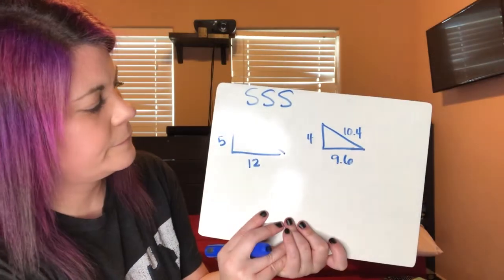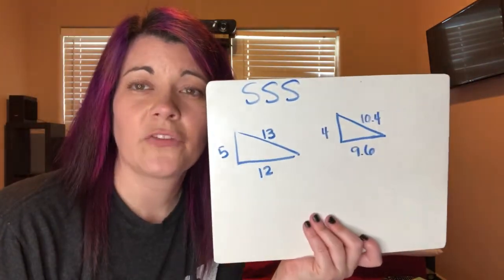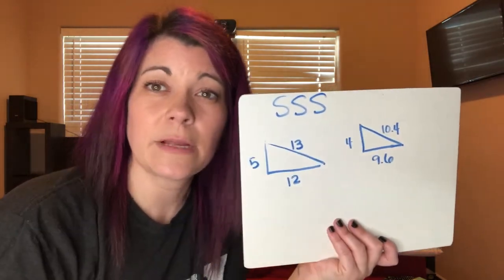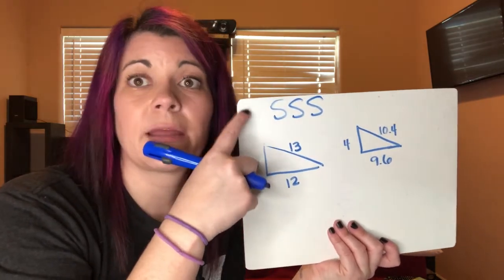So for example, if I have a triangle with sides 12, 5, 13, and then I have another triangle. And so these are my two triangles. And if I can prove that each ratio of their corresponding sides is equal, then I can prove that this is similar by side-side-side.